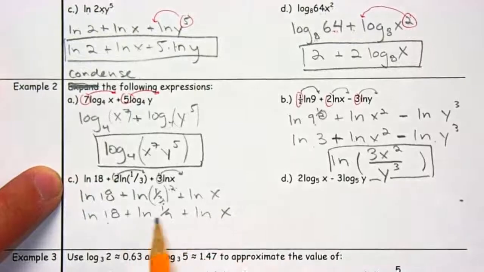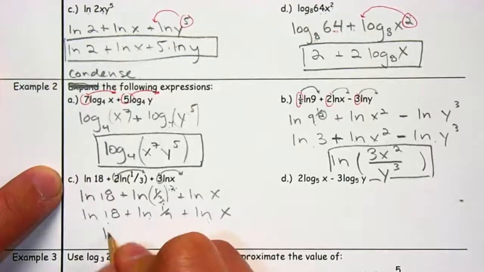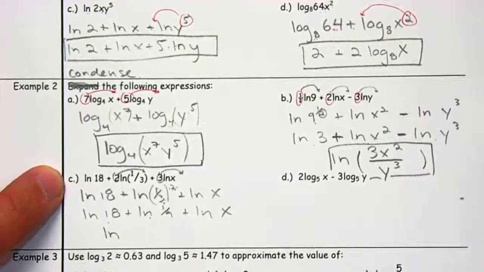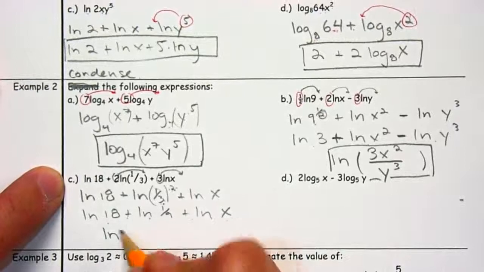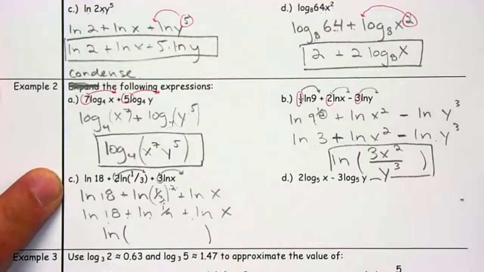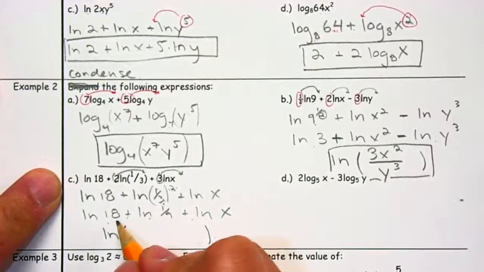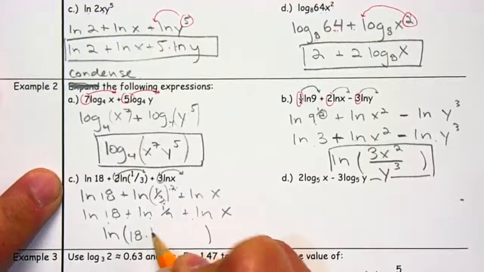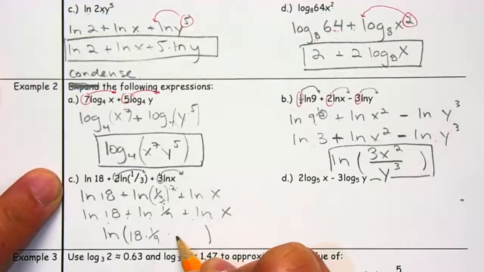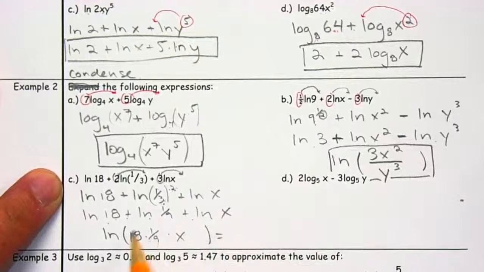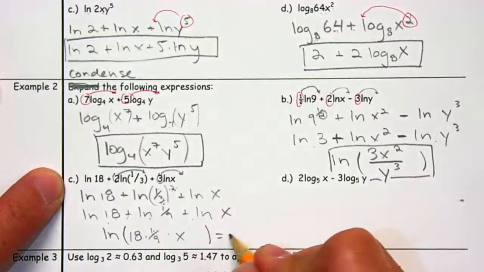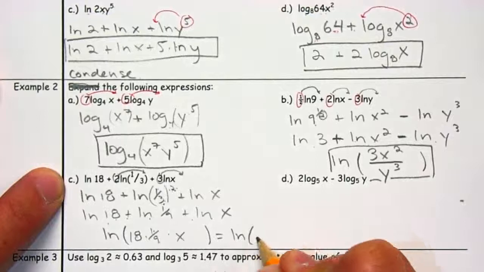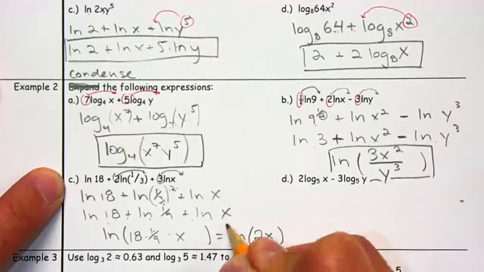And now we have three logarithms that we're going to condense into one logarithm. And they're all addition, so it's all going to be inside the logarithm with a multiplication. So 18 times 1/9 times x. And of course, again, if you can simplify the numbers, let's do that. 18 times 1 is 18 divided by 9 is 2. So this is really just ln of 2x.